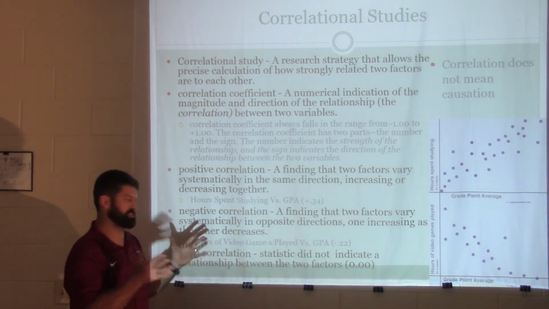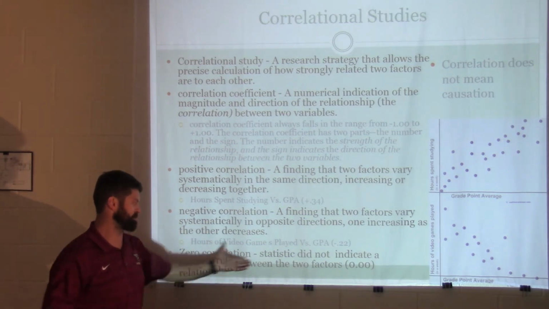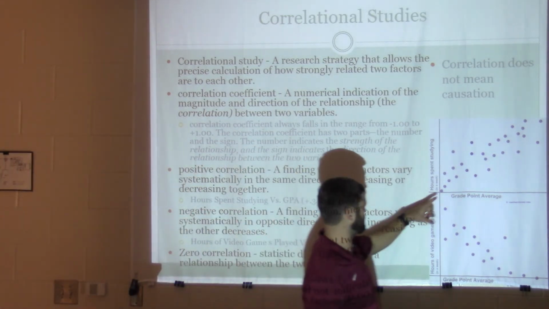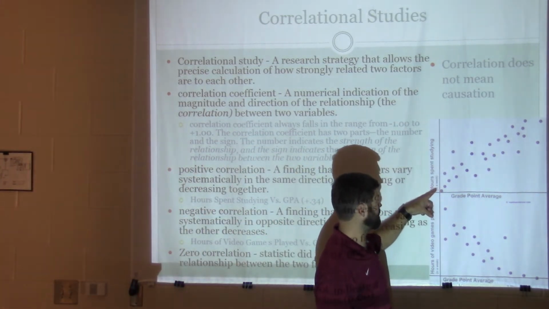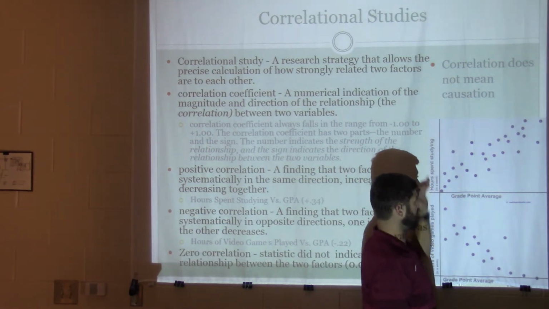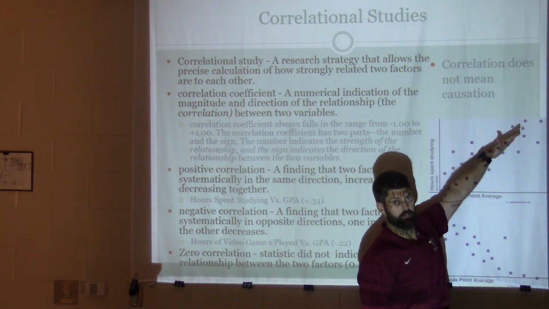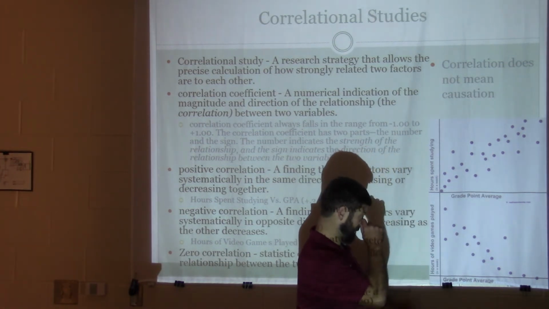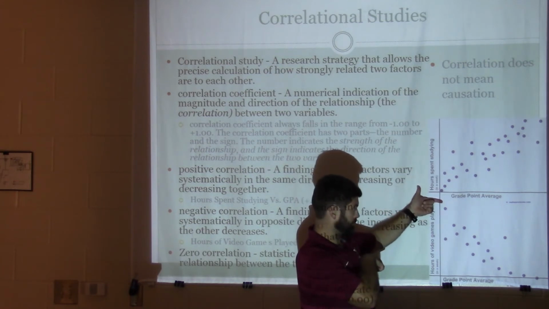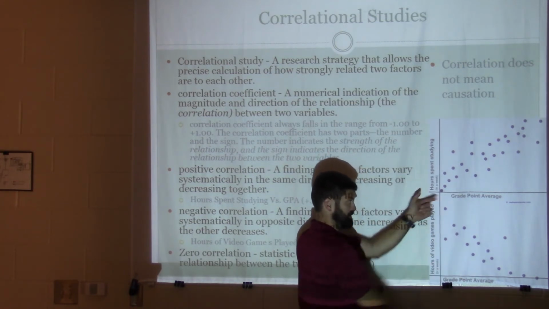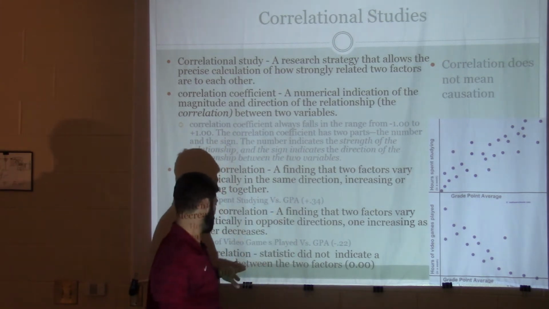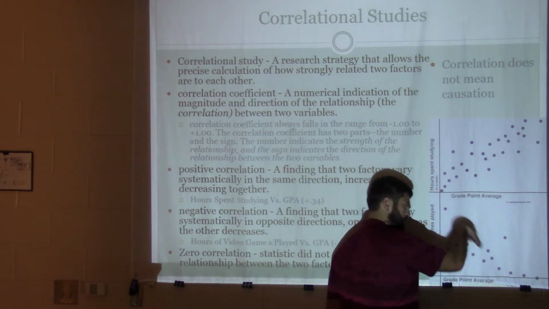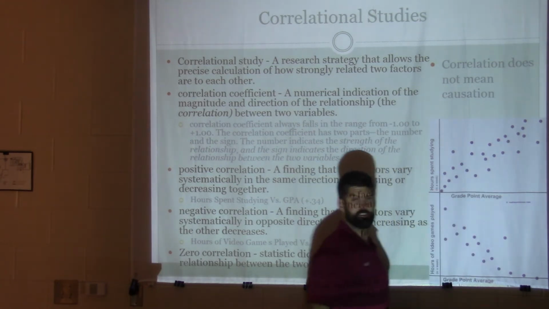Zero correlation is the statistics did not indicate a relationship between the two factors at all. All right? The scatter plot looks weird. Like this right here, obviously, hours spent studying, grade point average. You can see the more you study, the higher your GPA. Here, video games played, okay? The more video games you play, all right, grade point average, lower it gets. If it was a scatter plot that had zero correlation, all these dots would be all over the place and you wouldn't be able to pick out a line or a trajectory, okay?